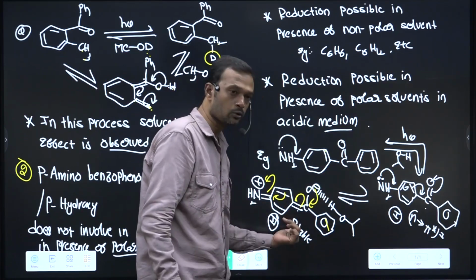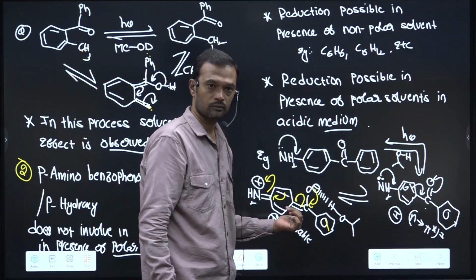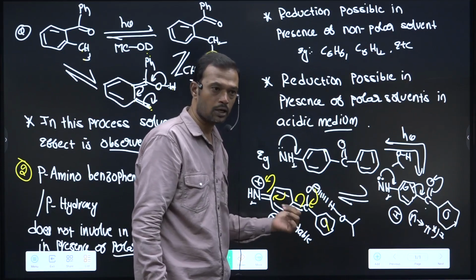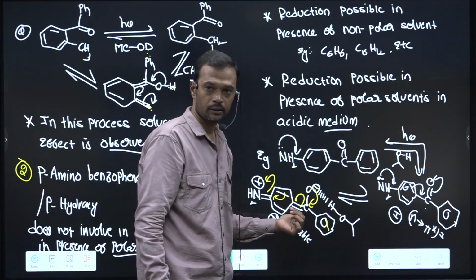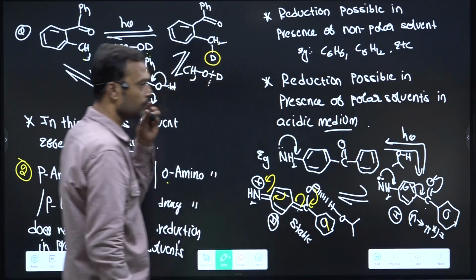Now this is ready to reduce, but this is not photo reduction of carbonyl. Is it clear? We are not reducing carbonyl in this pattern. Here carbonyl is converted to enol. Right.